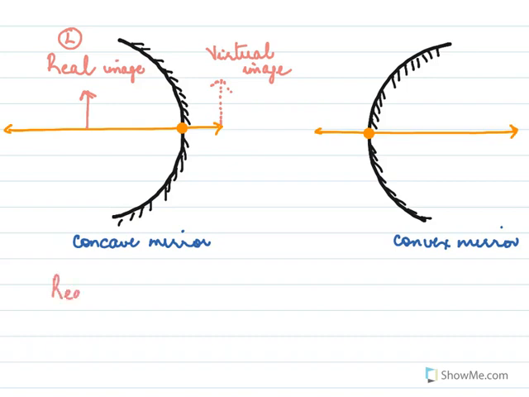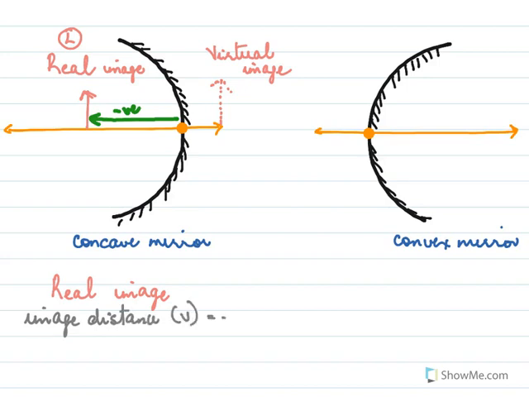So when it comes to a real image, what is going to be the image distance? Now we have to measure from the pole to the image, and we are going to the left, so this is going to be negative. So for a real image, the image distance, which is denoted as v, is always negative.